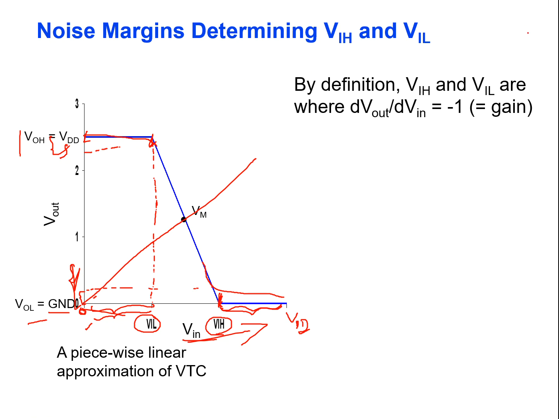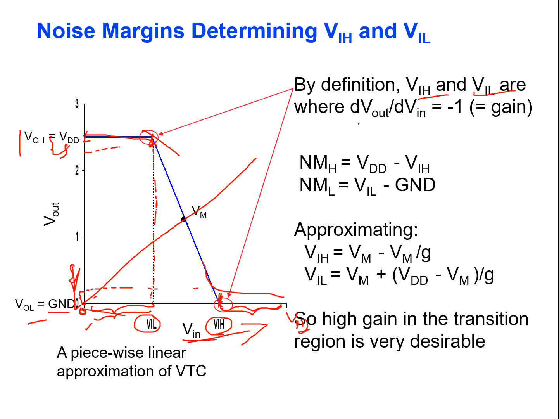By definition, VIH and VIL, input high voltage and input low voltage, are measured at your slope. So this is your slope: dVout by dVin is equal to -1. At this point, we are measuring our output, noise margin, input high voltage and input low voltage.